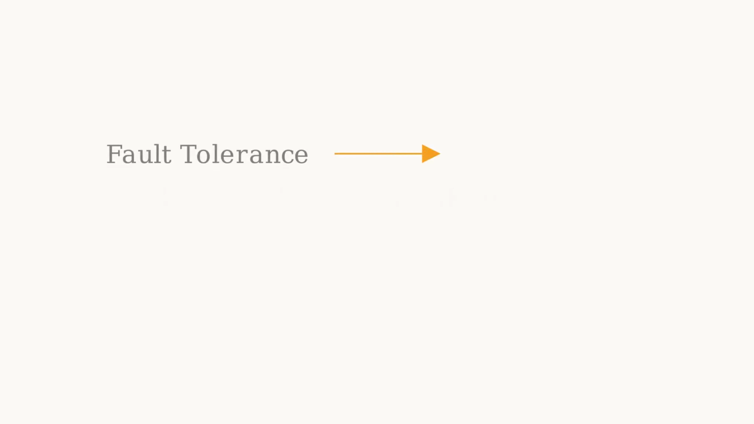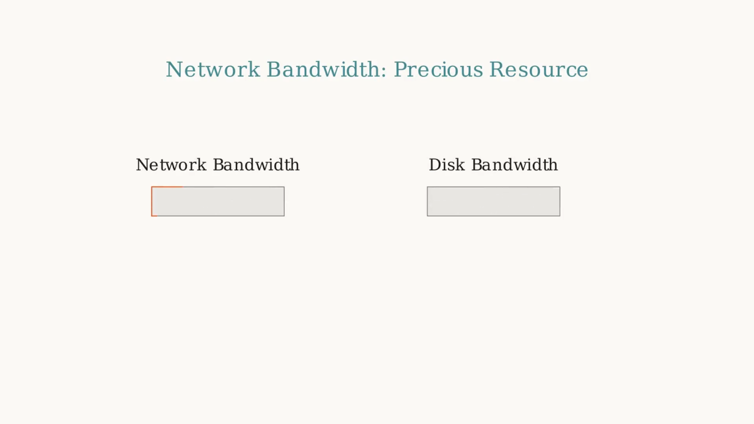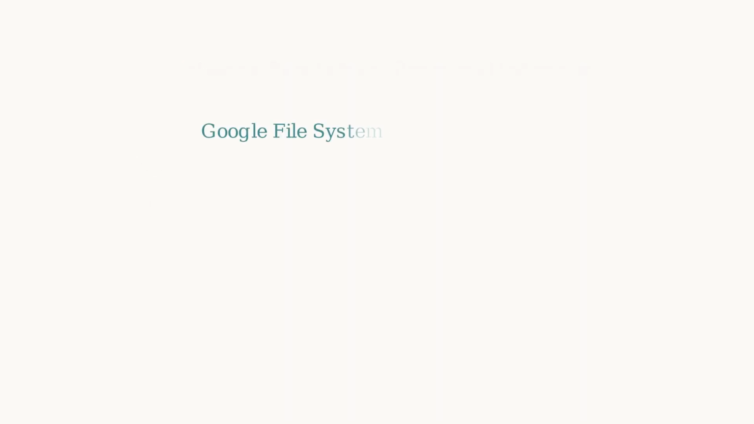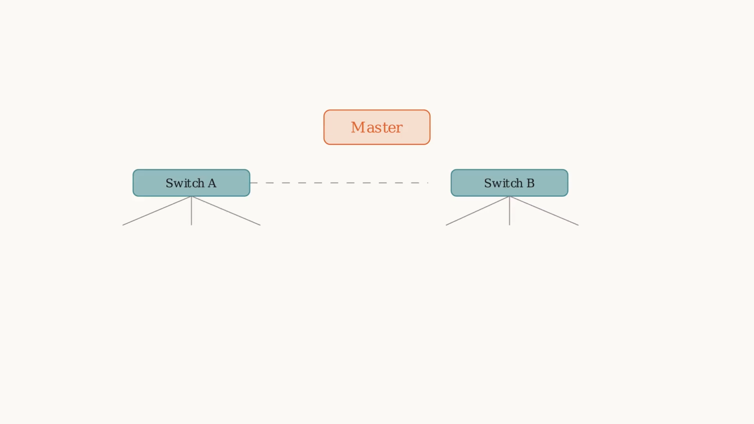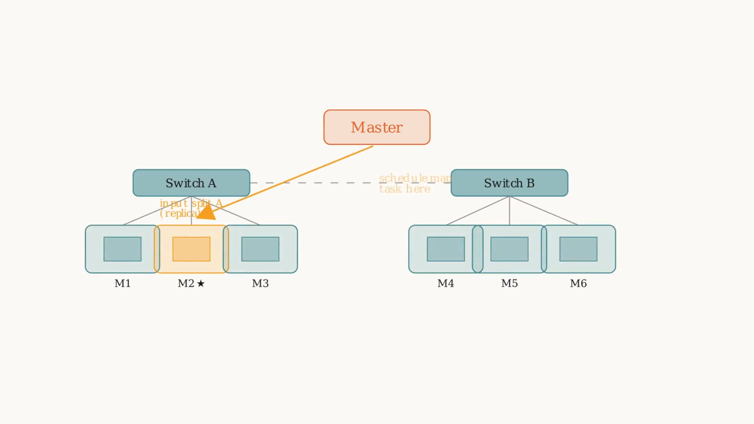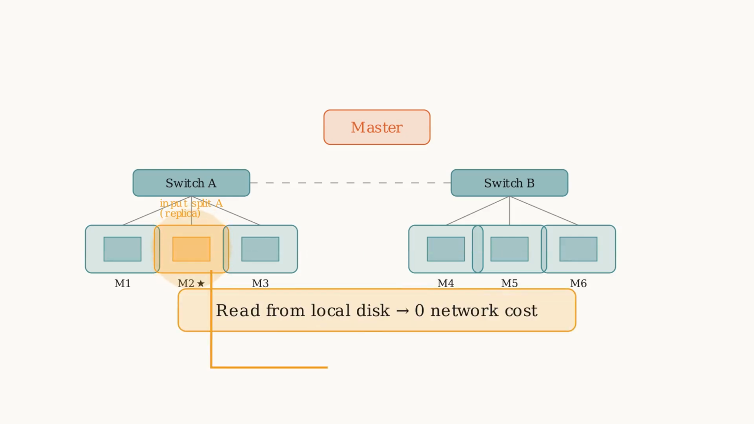The first big idea was fault tolerance. The second is locality. Network bandwidth inside a data center is precious, much scarcer than disk bandwidth. The input files already live on the cluster, replicated 3 ways across local disks by the Google file system. So the master doesn't schedule map tasks randomly. It looks at where each input split is physically stored and tries to place the map task on a machine that already holds a copy. Failing that, it picks a machine on the same network switch. The result, for large jobs, most input data is read from a local disk and never crosses the network at all.